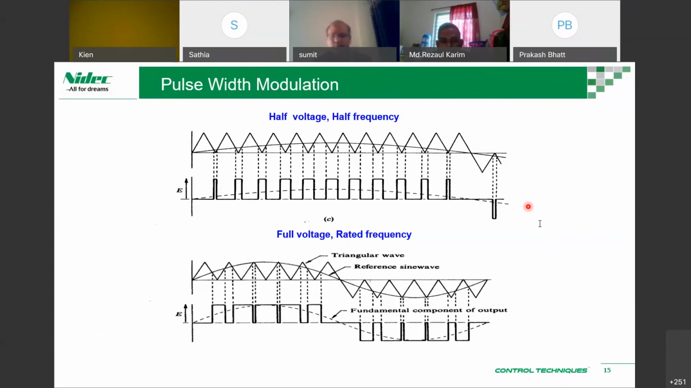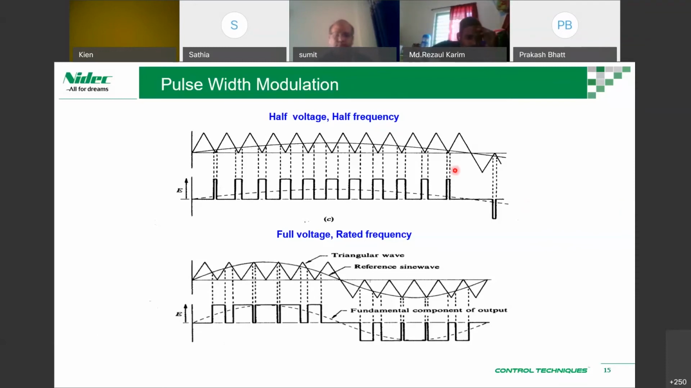There was another question: is there a bypass relay inside the drive? Yes, the bypass relay is in all ratings of the drive. Okay, so I'll move on with the slide, then I'll come back to the questions again in a while.